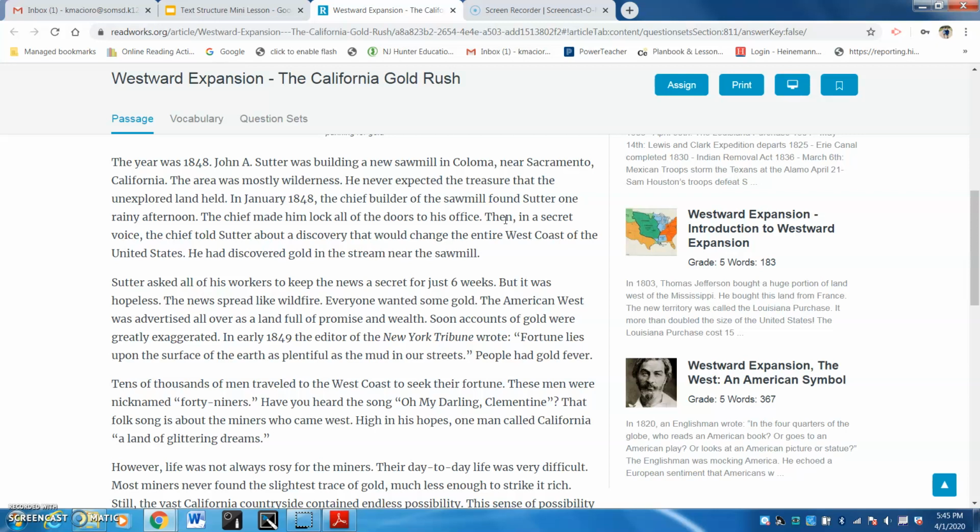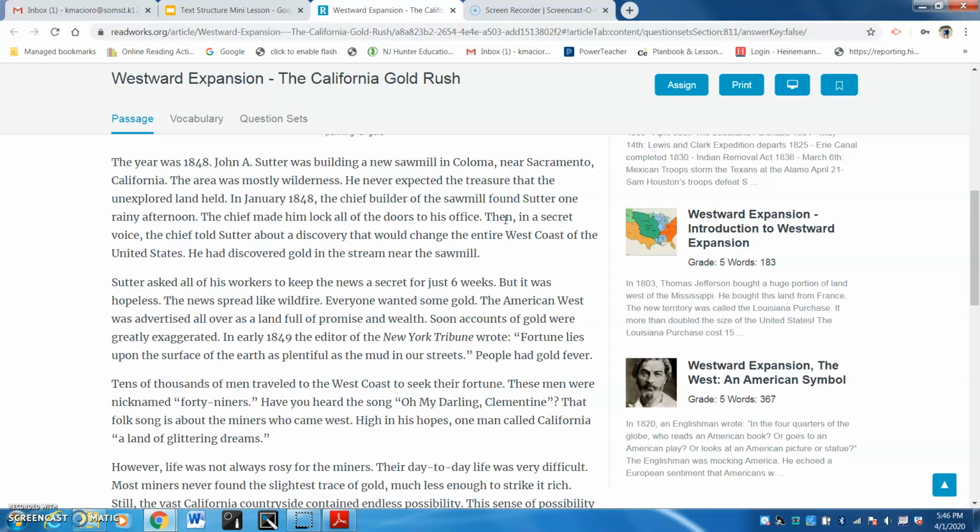Could it fit with the text structure of cause and effect? I would say so. Because the secret got out, everybody had gold fever and started to move west. So could I still continue using the main idea that finding gold changed life how it was? Yeah, I would say so.